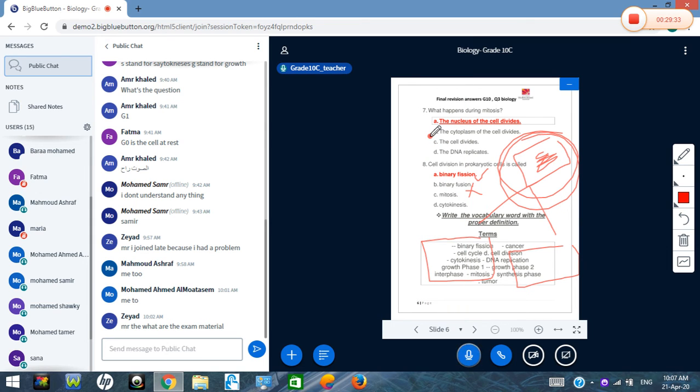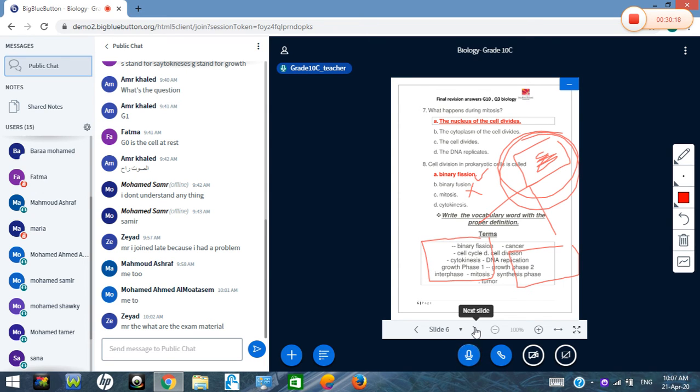What is the meaning of cancer? Cancer is a disease that occurs when the cell cycle is not regulated. We explain what it means that the cell cycle is not regulated: it means disorder in the sequence of the cell cycle stages.